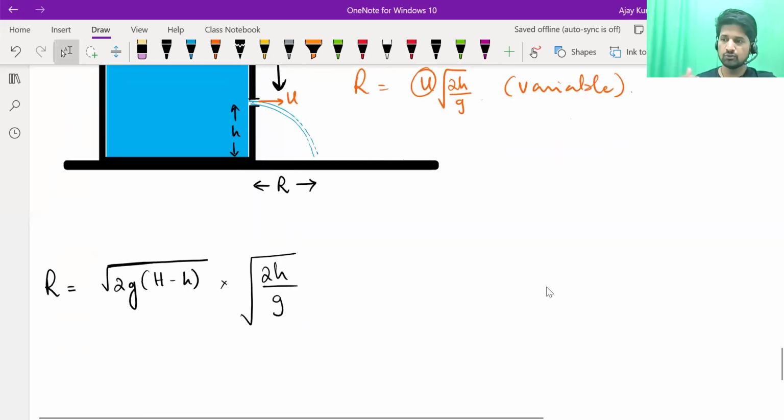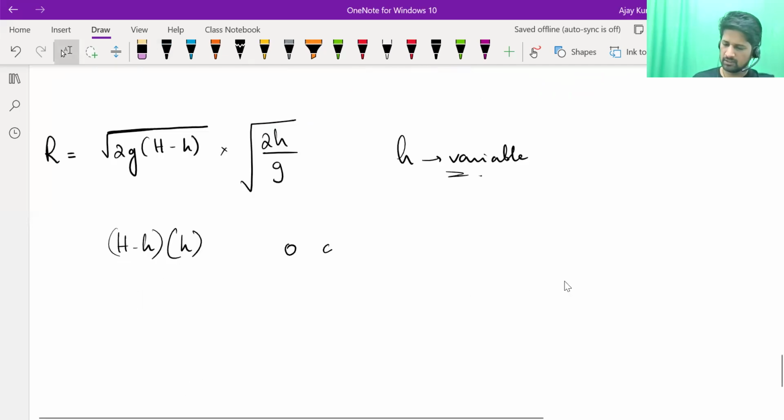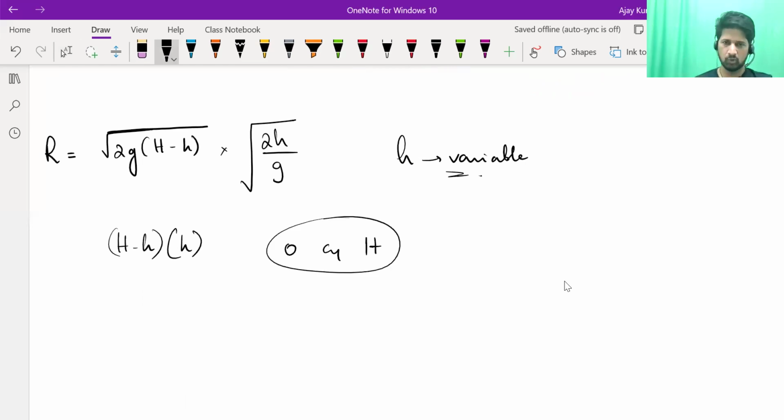Now we have to find out small h such that range is maximum. So we'll treat small h as a variable. We need to maximize this function. You don't have to consider the square root. If the term inside the square root is maximum, automatically the square root will also be maximum. So you need to derive the maximum value of H minus h into h. This is clearly a quadratic equation, roots being 0 and capital H. If the roots of a quadratic equation are 0 and capital H, then its critical point, the maximum or the minimum, will be exactly between the roots, H by 2.